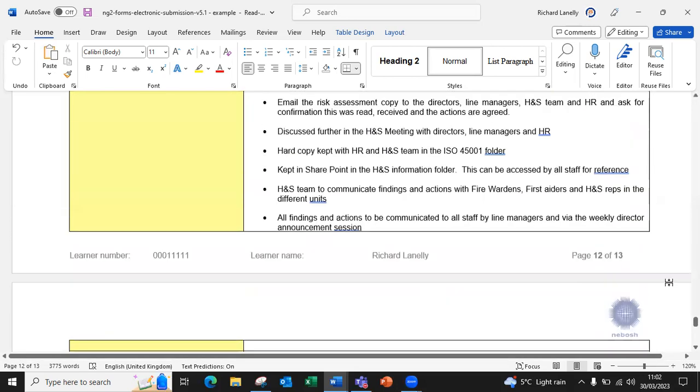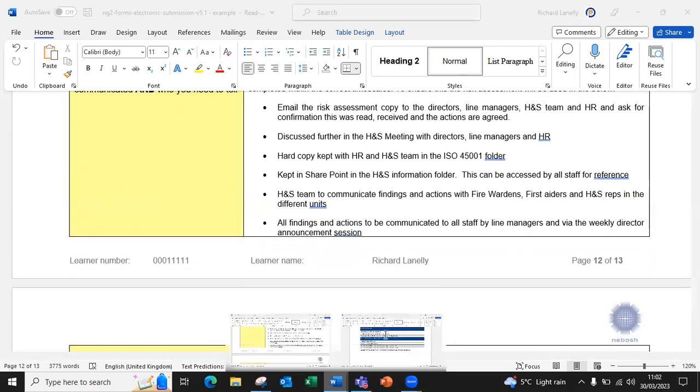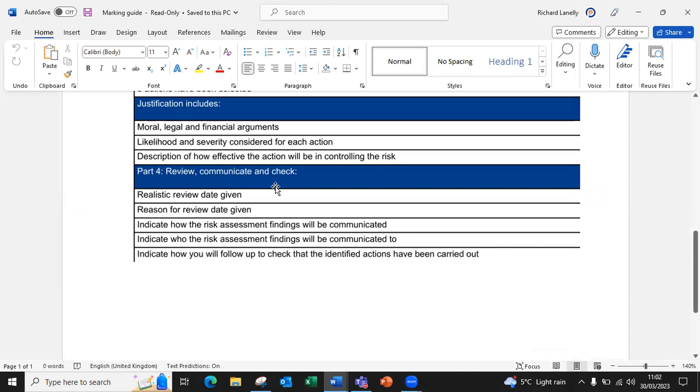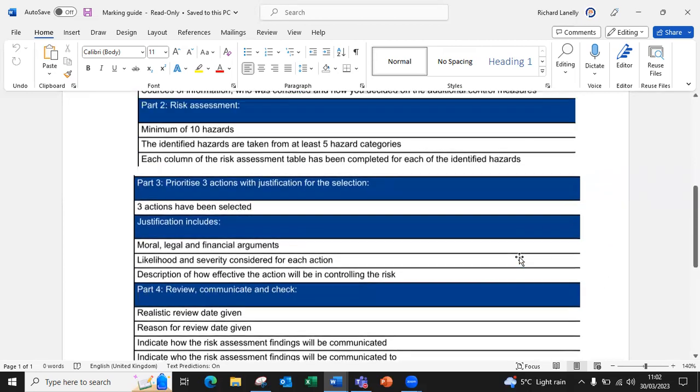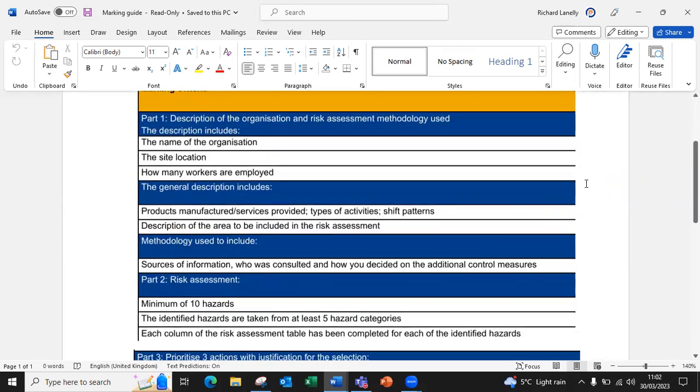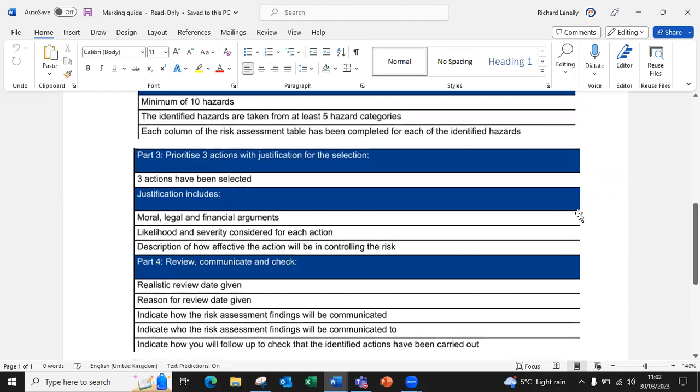So that's basically it. So I hope they found that useful. So before we finish, we'll go back to our marking guide. Realistic review date given, reason for a date, how the risk assessment findings will be communicated, who will communicate them, and also how you will check up on them. So by this point, we should have gone through it and we've ticked everything and we're relatively happy with it. And if not, we can go back and make some changes and update things.